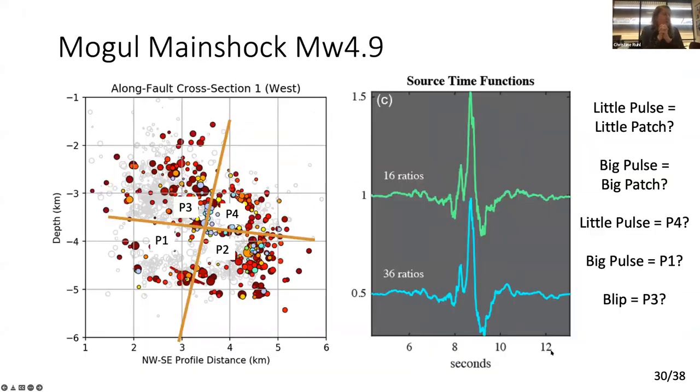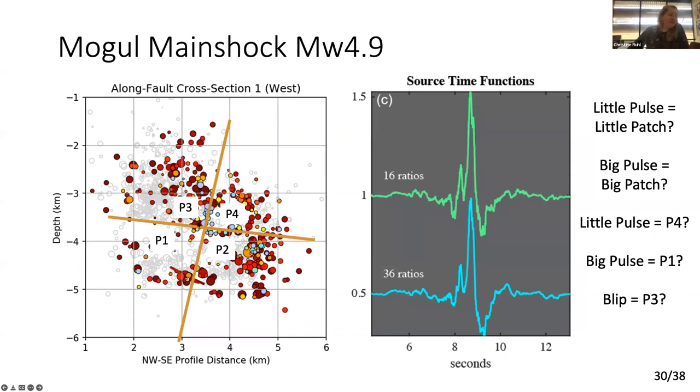And for the main shock, like I mentioned, it occurred at the intersection, at the kink of two of these faults, as if it's a doubly kinked fault, like you had a piece of paper that you folded in half both ways, right? And so it initiates here at the middle of this orange cross.